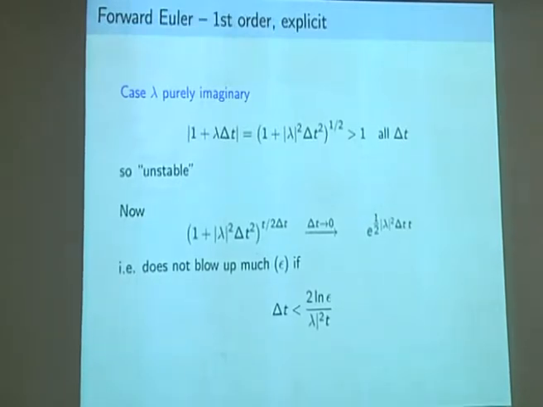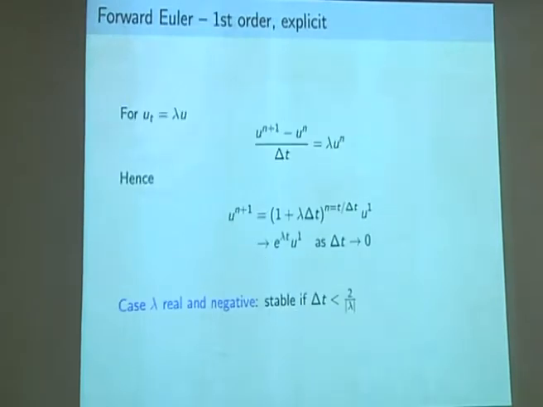Okay, so this is a first order method. There are errors of size delta t, and it's called explicit because to work out the new value, I need only the old value.